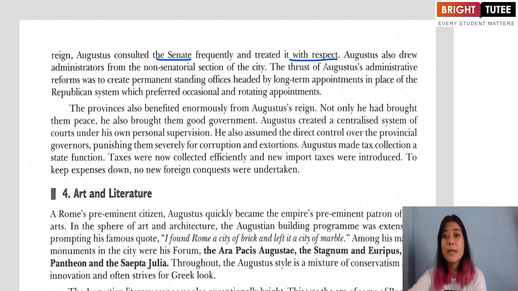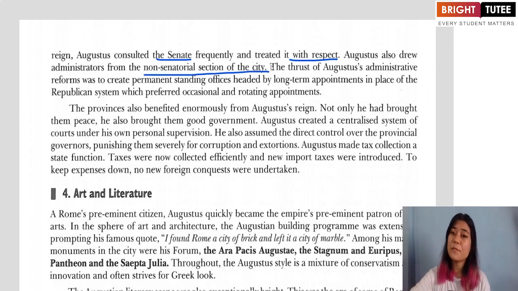Now, apart from this, Augustus also recruited or appointed officers or administrators from the non-senatorial section of the city. He appointed officers not only from the wealthy and rich and influential families of Rome, but he also appointed administrators and ministers from other families who were less wealthy or less influential in Rome.